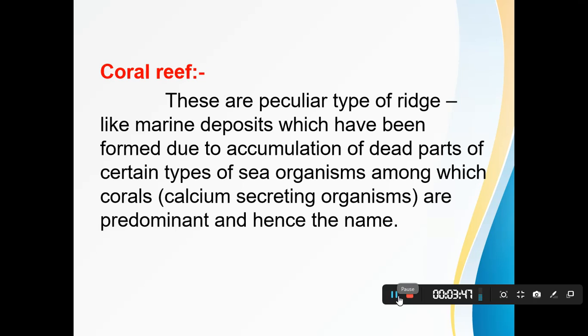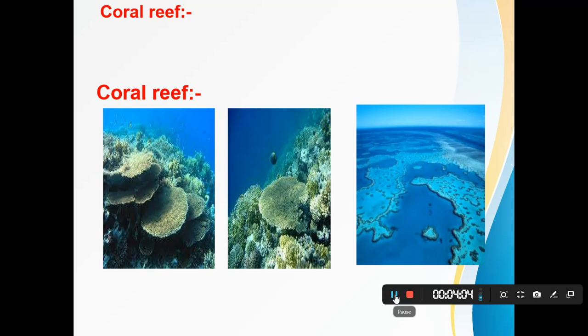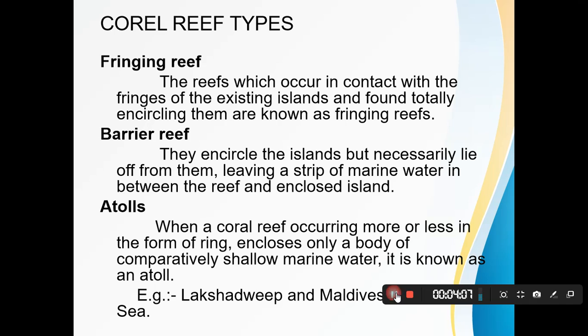Coral reef. These are a peculiar type of ridge-like marine deposit which have been formed due to accumulation of dead parts of certain types of sea organisms, among which corals are predominant and hence the name. Coral reef. Coral reef, three types: fringing reef, barrier reef and atolls.